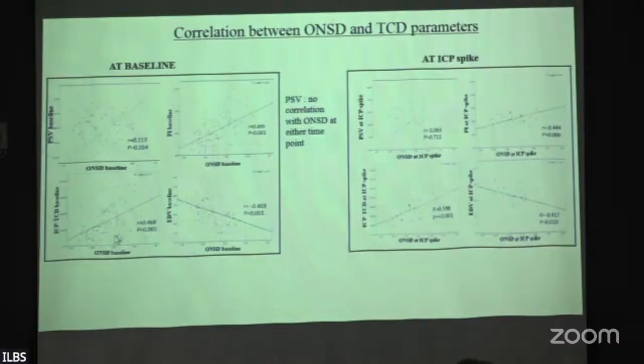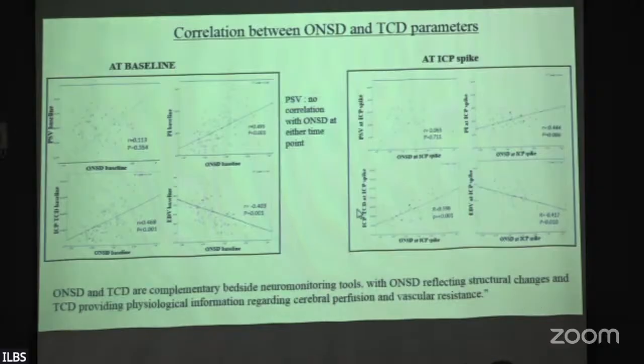So PI and ICP TCD showed a positive significant correlation. However, end diastolic velocity showed a negative significant correlation with ONSD. So both ONSD and TCD are complementary bedside neuromonitoring tools.